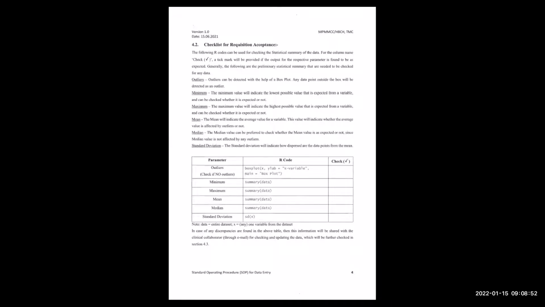So that's the thing. Now, the next slide: what steps should be done by the statistician as well as clinical collaborators? Verify with the clinical collaborator that no outliers are present, that the minimum values are as expected, and that the maximum values are as expected. By checking the mean value, median value and standard deviation, if all are well, we can proceed further. Then we can go for the analysis or make the statistical inference.